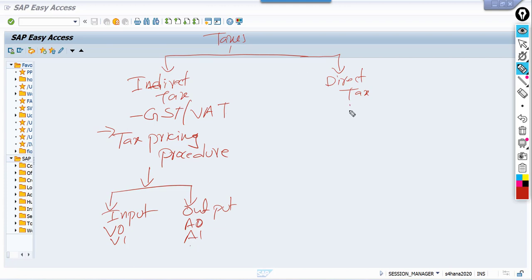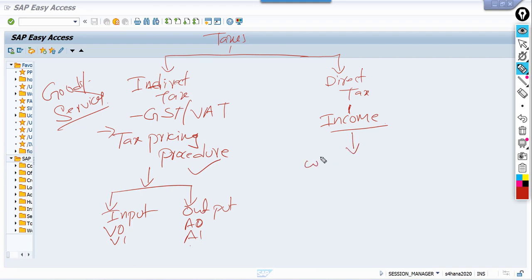Coming to direct tax, this is charged on income. This is applicable for goods and services. This we already covered. Coming to direct tax, this is a charge on income. Here we are trying to understand withholding tax.